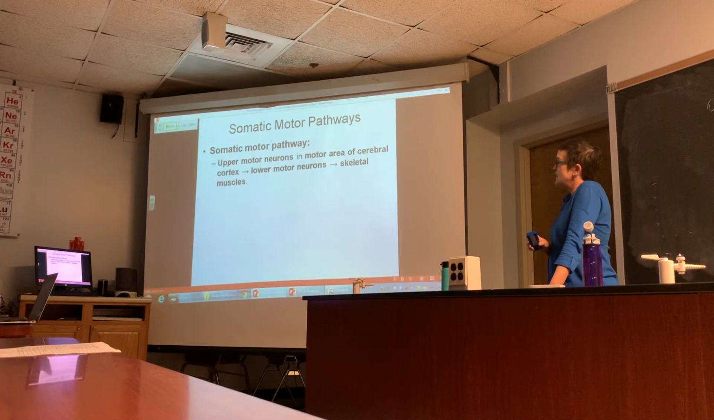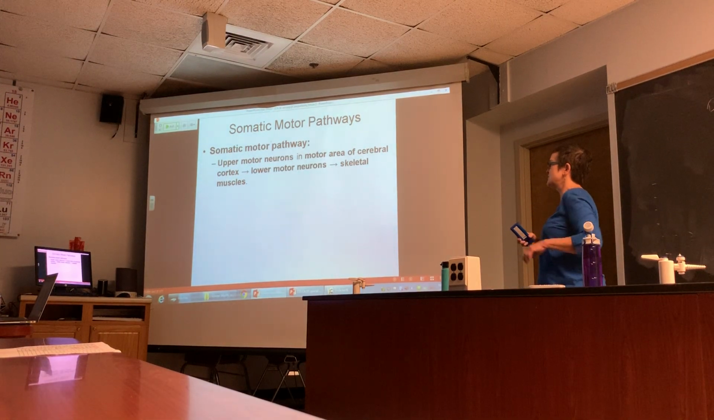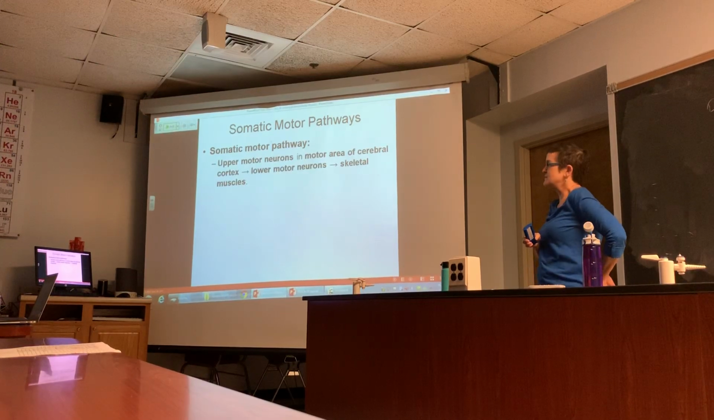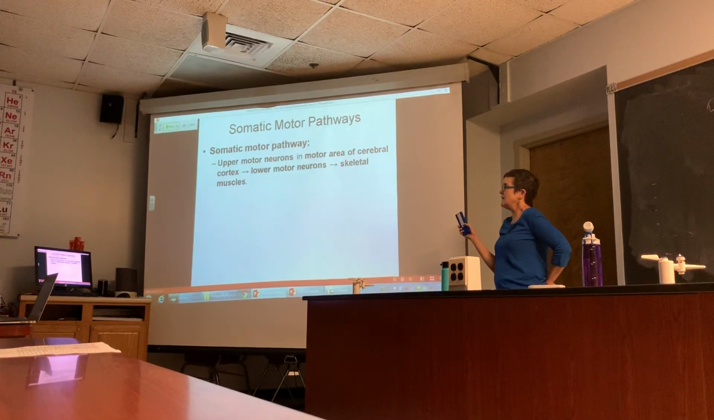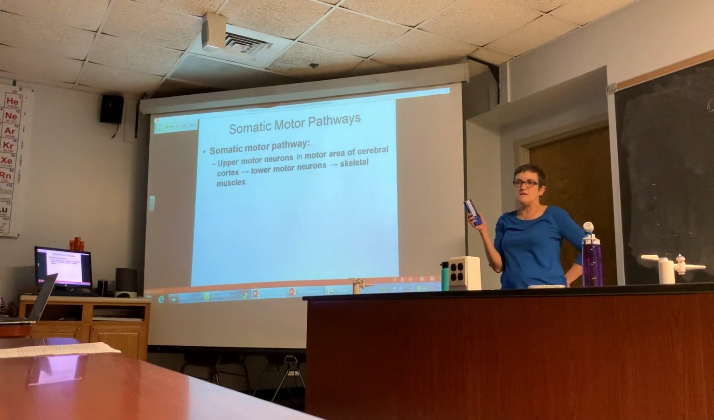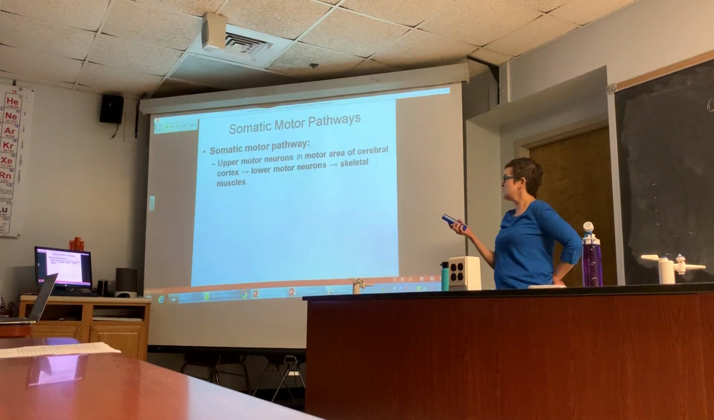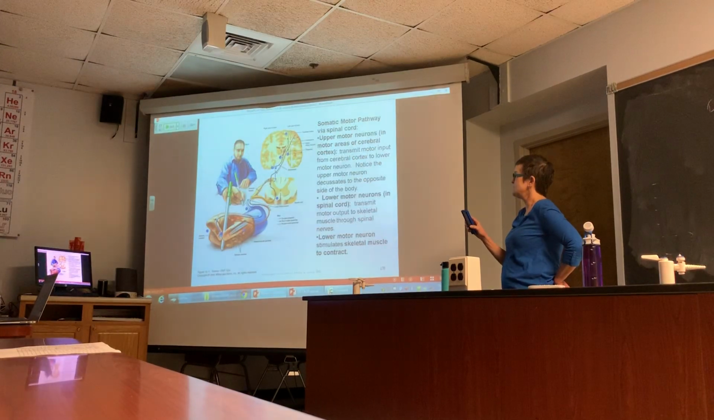Now, we're going to talk very briefly about the motor pathways, because this chapter deals not only with sensory, general sensations or somatic sensations, but also a little bit with brain control and motor pathways. So the somatic motor pathway is first the upper motor neurons that are stimulated in the cerebral cortex. They're being stimulated by interneurons in the gray matter of the cerebrum and the cerebral cortex. They in turn stimulate lower motor neurons, which in turn stimulate skeletal muscle to contract.